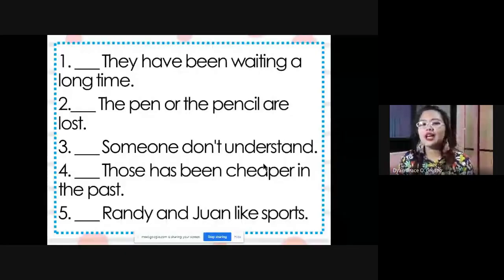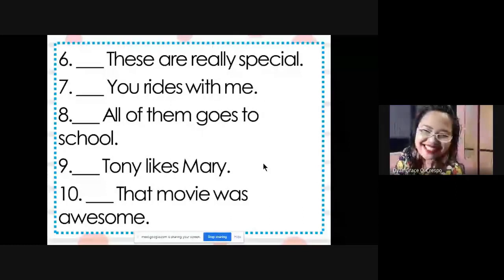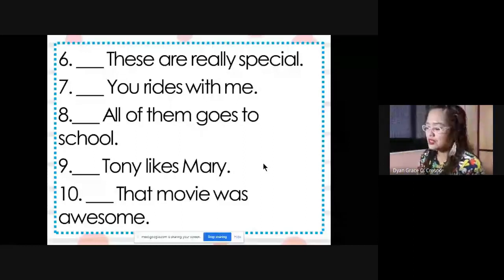Okay, let's check. Let's move on with 6 to 10. Number 6, they are really special. Number 7, you ride with me. Number 8, all of them goes to school. Number 9, Tony likes Mary. Number 10, that movie was awesome. Okay, so 6 to 10. After this, we will check, and I will ask you if you did understand. I will ask your scores.